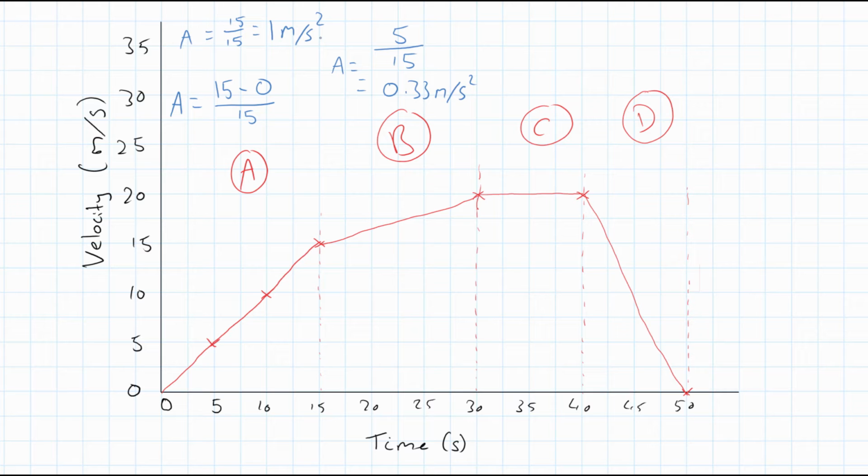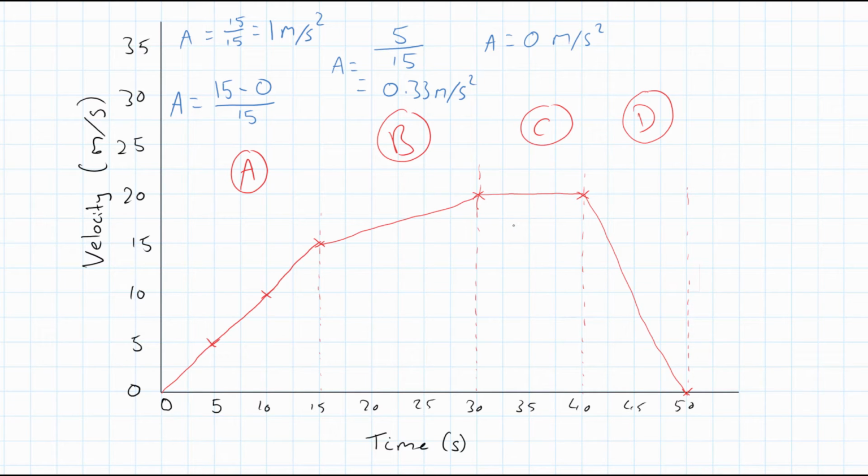Now part C. The initial velocity is 20 and the final velocity is 20. So our acceleration is equal to 20 minus 20 over, how long does that take? 10 seconds. Well, 20 minus 20 is 0, and 0 divided by anything is still 0, so our acceleration is 0 meters per second squared. And that makes sense because it's a horizontal line, and remember I said for a horizontal line there's no acceleration.